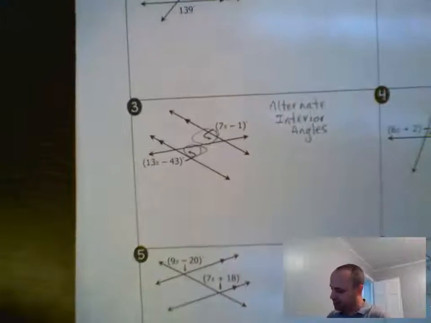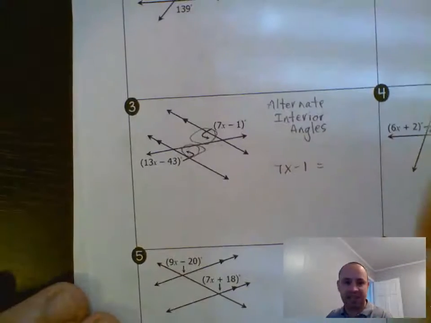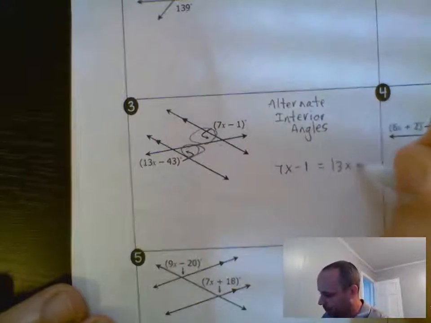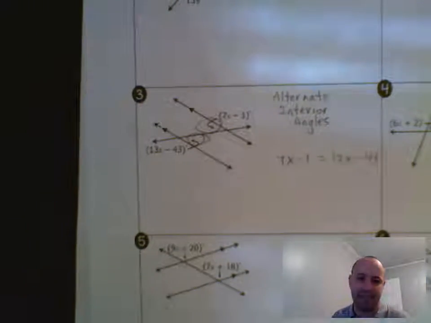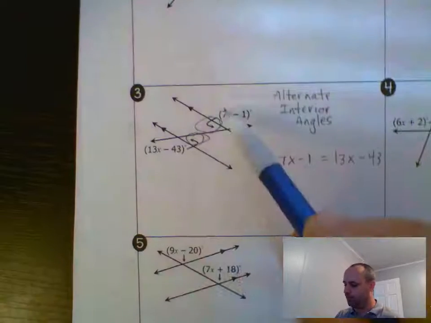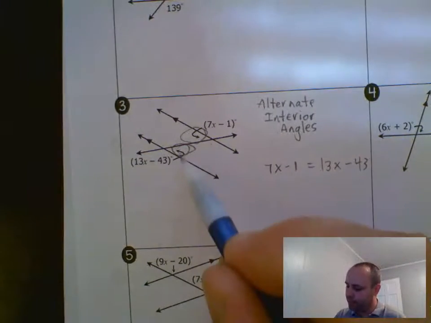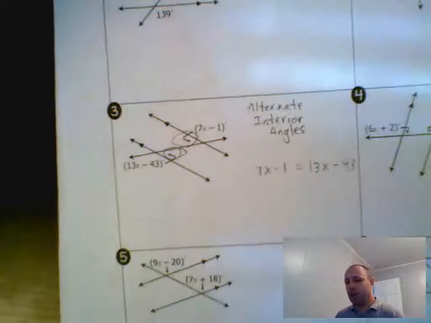So in this particular circumstance, we can take the 7x minus 1 and set it equal to the 13x minus 43. Then you'll solve like you did yesterday, get a number for x, plug that back in, and find what each angle is. Whatever you get for this, you should get the same for that. Now, that's not always going to be the case.